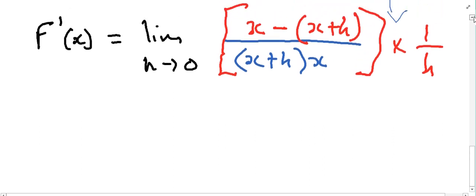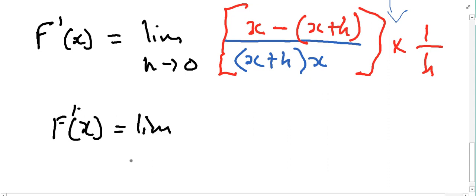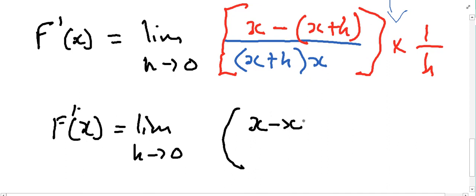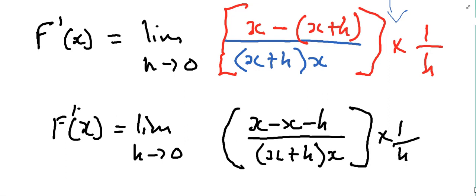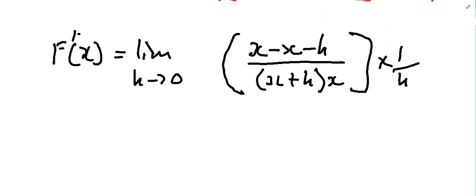From there, guys, this is a little bit easy for you to work out. We can say f prime of x is equal to lim as h approaches 0. You work out the numerator, which is x minus x, which is... negative x times h, it's negative h, over x plus h, and then x there, times 1 over h. So what are we going to do if we have that? You know, this and that, they'll go.